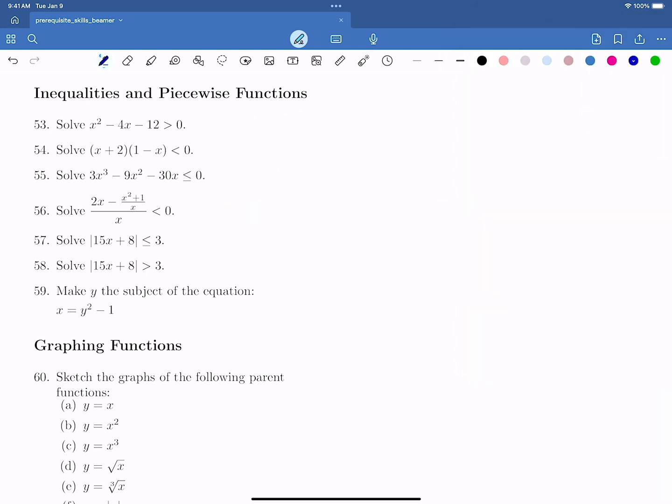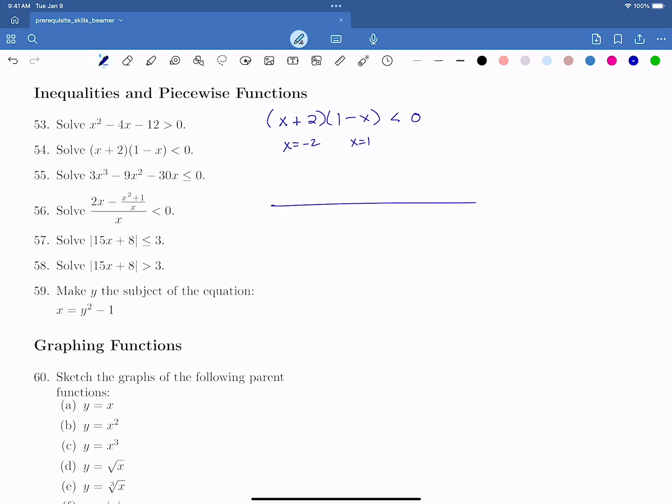Okay, let's try that again in the next example. It's already been factored for us. Solve (x + 2)(1 - x) < 0. If I set each one of these factors equal to 0, I'm going to get x = -2 as a root and x = 1 as a root.